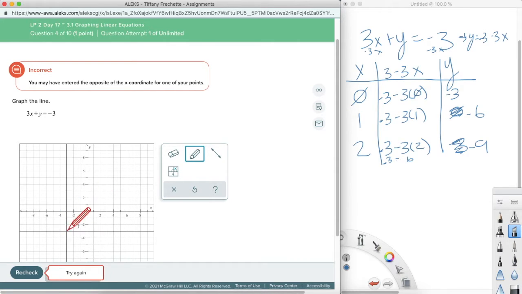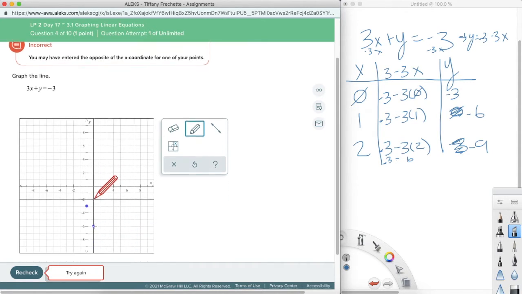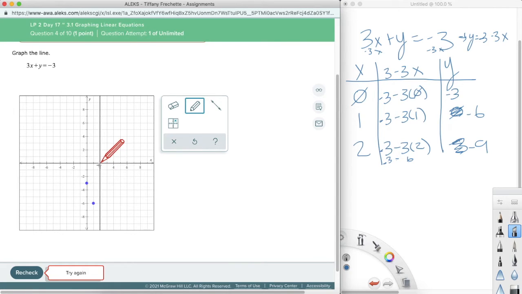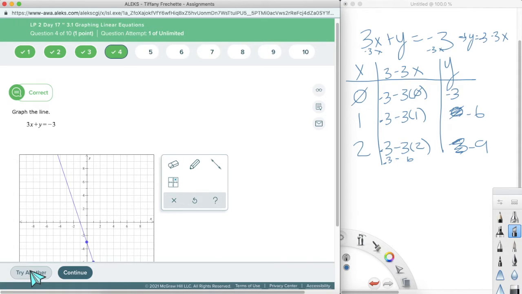So we have 0 and -3. We have 1 and -6. And we have 2 and -9. So yeah, those are in completely different spots there. All right, let's go ahead and recheck that. Yay! So again, mistakes happen.